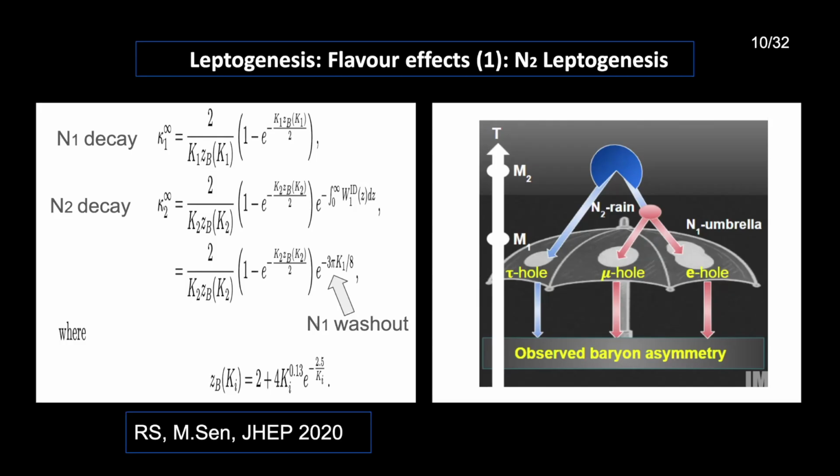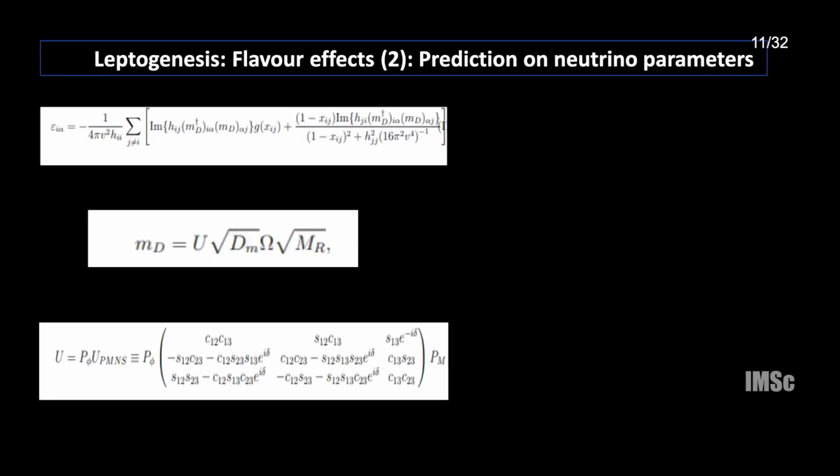So this was the case of washout, and what flavor effect does. This is the CP asymmetry parameter for individual flavor, and if you don't have a flavor effect, you sum over the CP asymmetry parameters. You can show, after parameterizing this M_D like this, where U is the U_PMNS, which basically enters in this equation, that this CP asymmetry parameter is basically independent of U_PMNS. So if you don't include flavor effect, there is no way you can connect neutrino physics to the leptogenesis scenario. It is basically blind to neutrino physics. So flavor effect is very crucial.